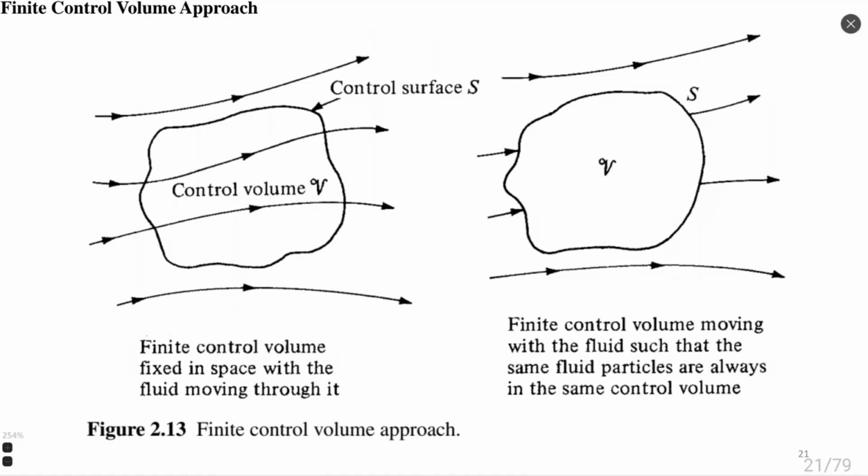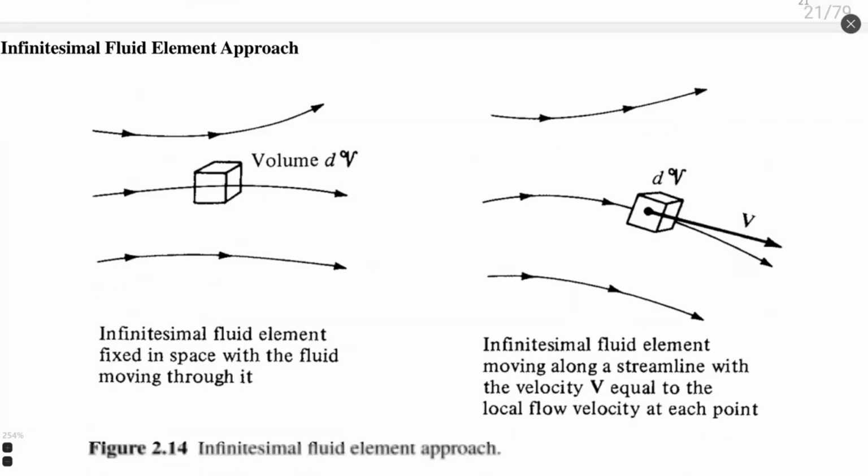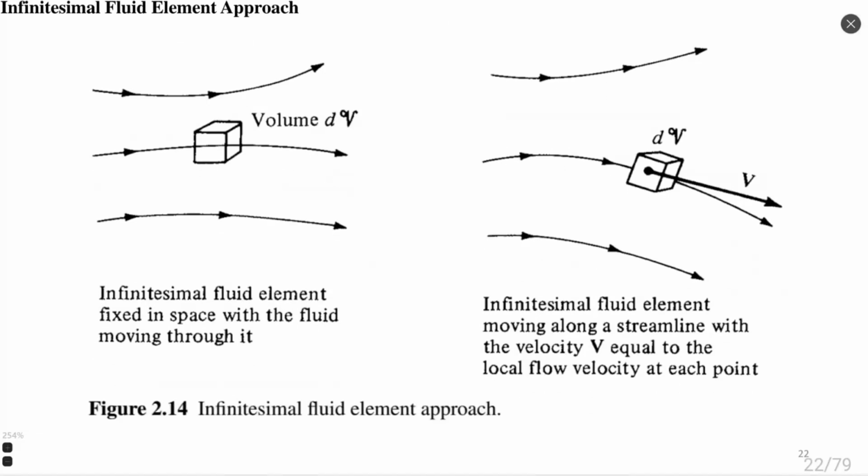So a control volume in general describes a large-size object. In opposite, we have the fluid element approach, the infinitesimal fluid element approach, which works with an infinitely small volume. An infinitely small volume can be fixed in space, like you see on the left of this picture, or can be moving in space, as you can see on the right of this picture.